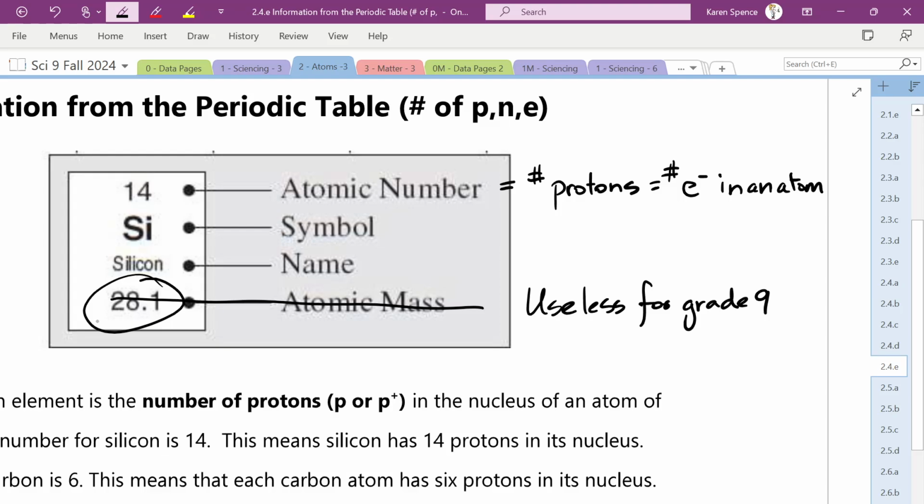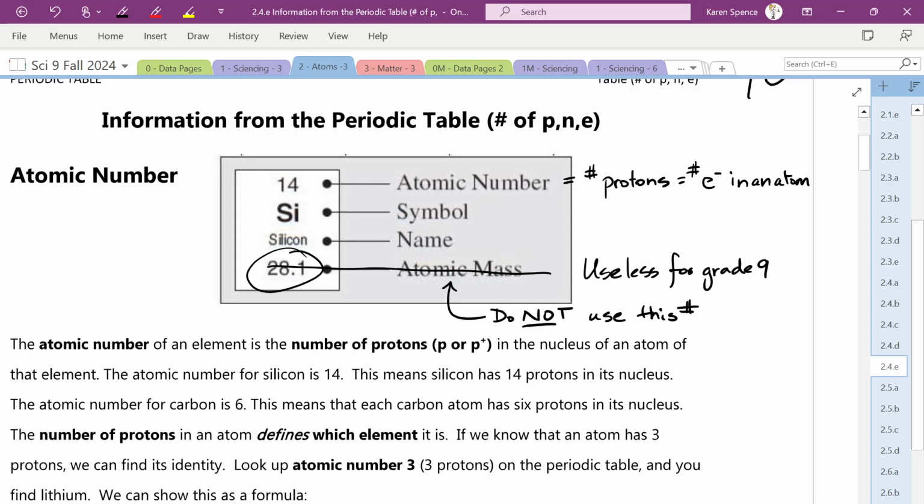But for today, we're just going to say the atomic mass is useless. Do not use that number. I never want to see a mass with a decimal place. It should always be a whole number because it's always a number of protons plus a number of neutrons, and those are all whole numbers.